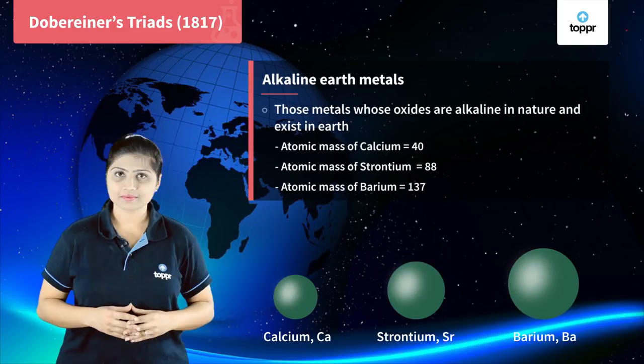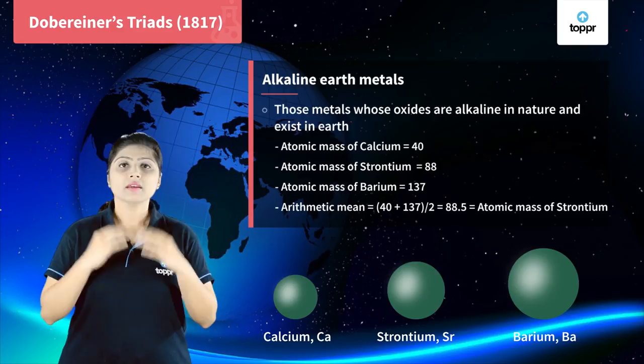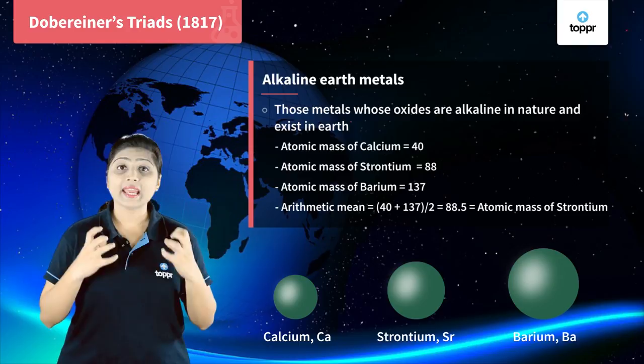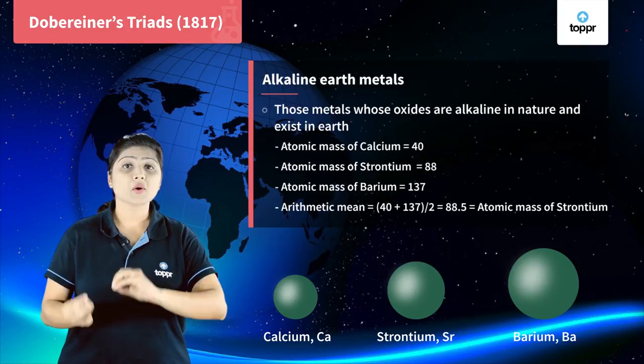So let's take the arithmetic mean of calcium and barium's atomic masses. We get 40 plus 137 upon 2, which is equal to 88.5. That is approximately equal to the atomic mass of strontium. So again, this is a Dobereiner's triad.